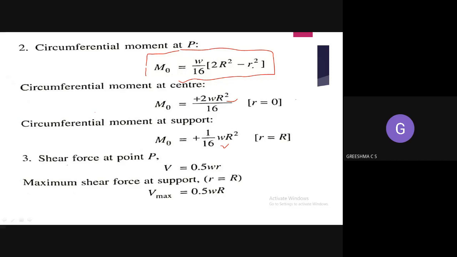Next you have to find out the shear force. Same equation, 1 by 2 WR or 0.5 WR. Maximum shear force always occurs at the supports, so you substitute r is equal to big R and get the maximum shear force as 0.5 WR. So that's it, you can write it down. This is a simple derivation. All you have to do is learn all these moments by heart.